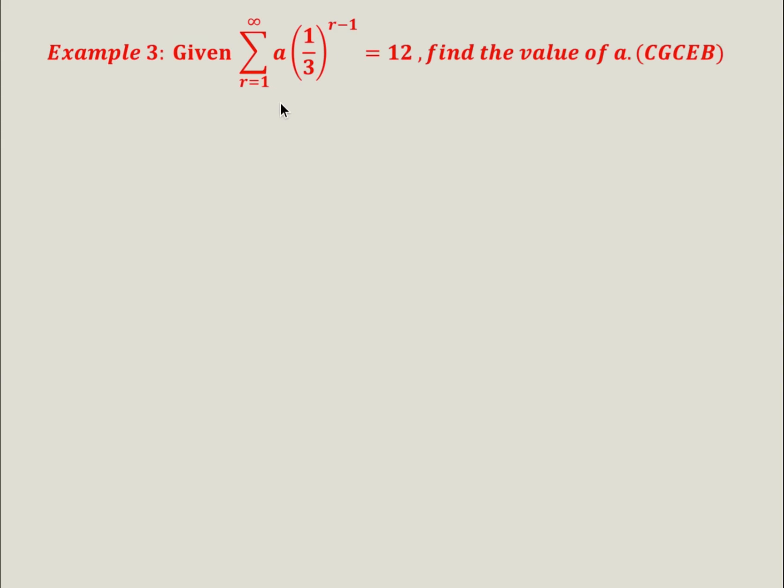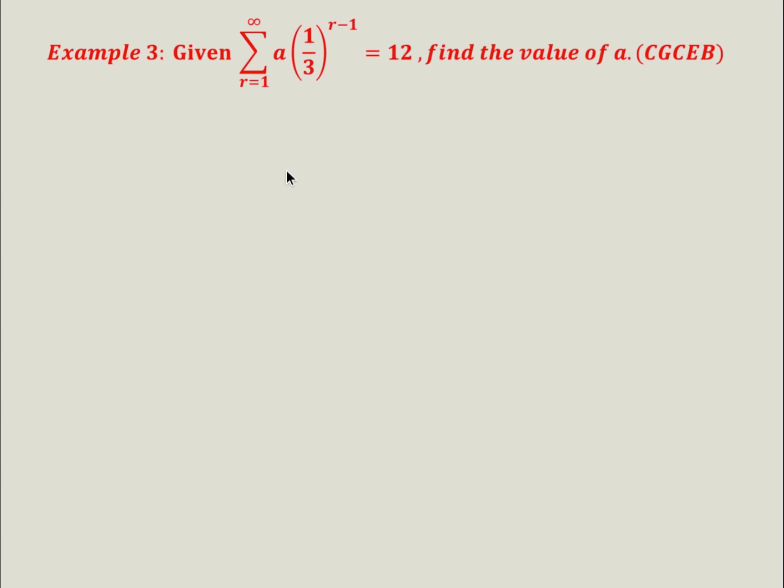In our last example on geometric series, we have given summation from r equals 1 to infinity of a into 1/3 to the power r minus 1 equals 12. Find the value of a. This is another GP equation. So the first thing we would have to do again, since we have summation from r equals 1 to infinity and our summand is an exponential function, it means we are dealing with a geometric series. Since the upper limit is infinity, it means we are dealing with the sum to infinity of a geometric series.